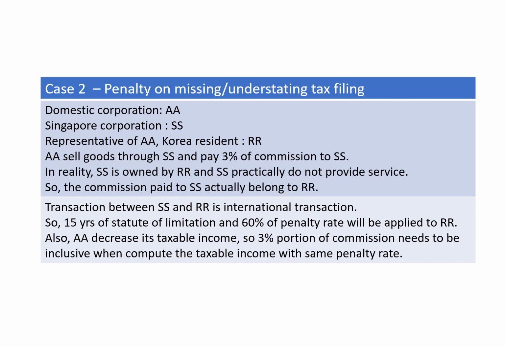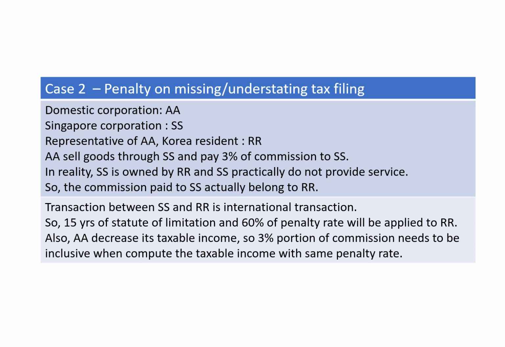Another case: the domestic corporation is AA, the Singapore corporation is SS, and the representative of AA, a Korea resident, is RR. AA sells goods through SS and pays a 3% commission to SS. In reality, SS is owned by RR and SS practically does not provide any service. So the commission paid to SS actually belongs to RR.